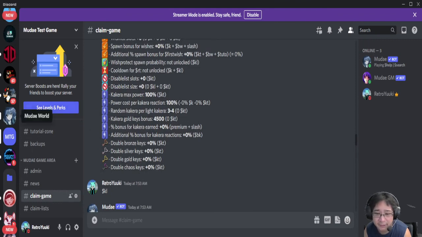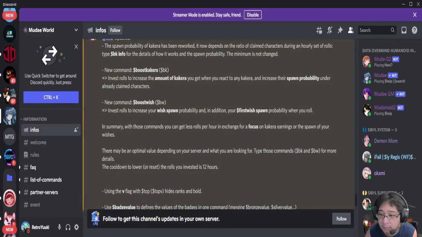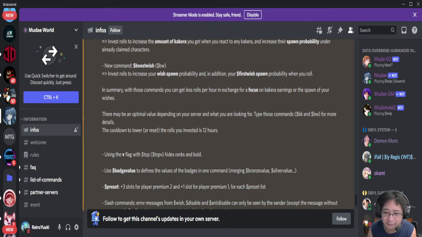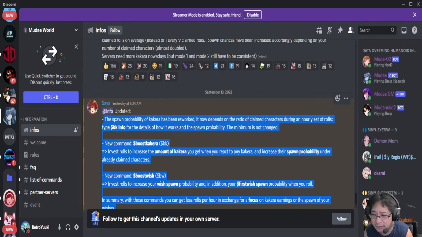Now, other things about this update included a new command for flags, the V flag, and $top, based on ranks and all that good stuff. If you're a premium, $preset is all that good stuff. But the main idea of this update is the Kakera boost and stuff. Okay? So if you have any questions, let me know.